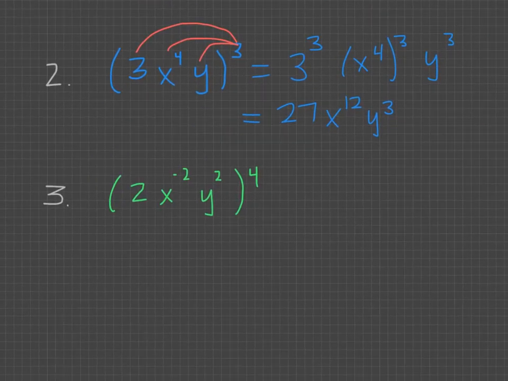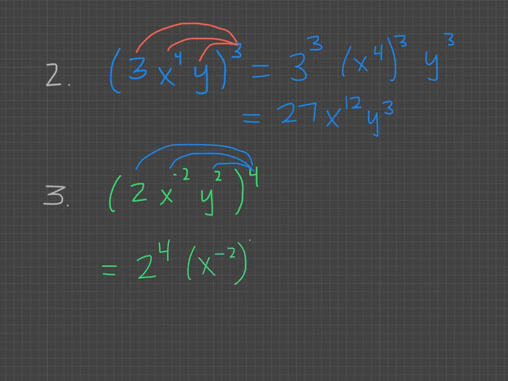All right, example number 3. We can apply that exponent of 4 on the outside to the 2, to the x to the negative 2, and to the y squared. So 2 to the 4th, x to the negative 2. Notice I put that in parentheses and then apply that exponent of 4 to that whole thing.